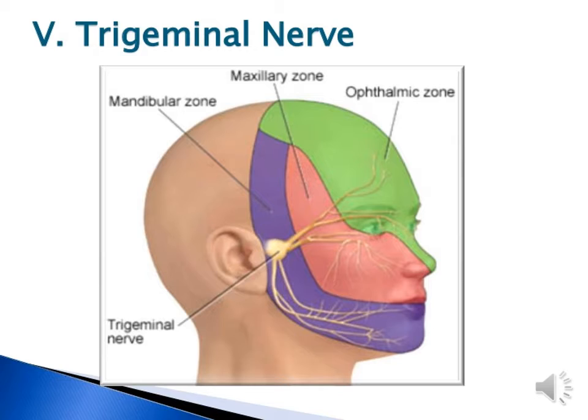This figure shows in color the sensory branching of the trigeminal nerve. The green one is called the ophthalmic zone, the red one the maxillary zone, and the blue one the mandibular zone. So three zones are supplied by the three divisions of the trigeminal nerve.